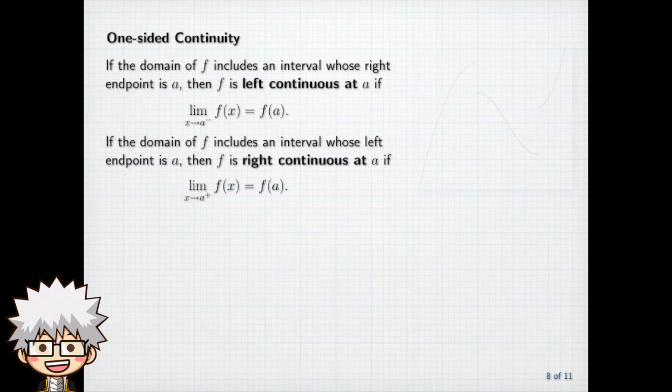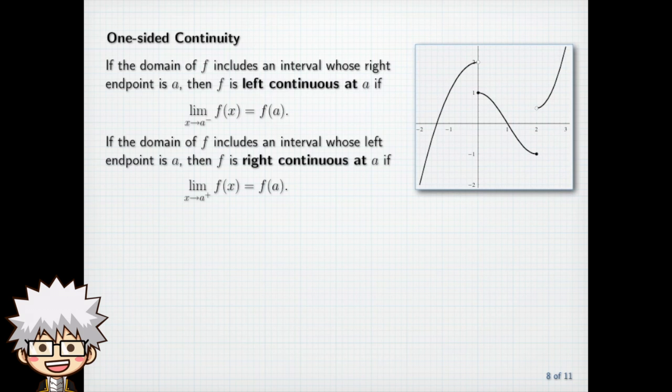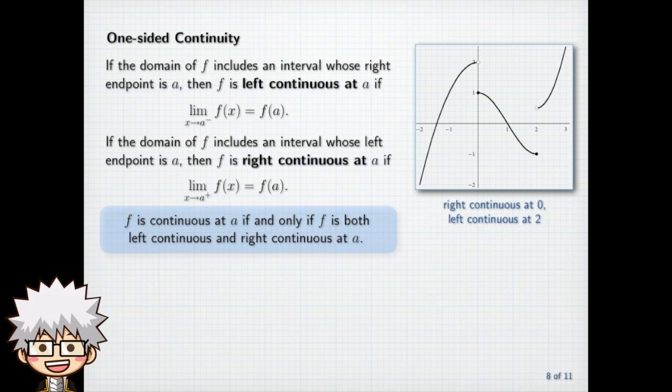Here's the graph of a function that illustrates left and right continuity. Notice that the function is discontinuous at x equals 0 and x equals 2. The function is right continuous at x equals 0 since the value of the function there is the same as the right-sided limit. The function is left continuous at 2 since the value of the function there is equal to the left-sided limit. Now let's note that a function f is continuous at a if and only if it is both left and right continuous at a.